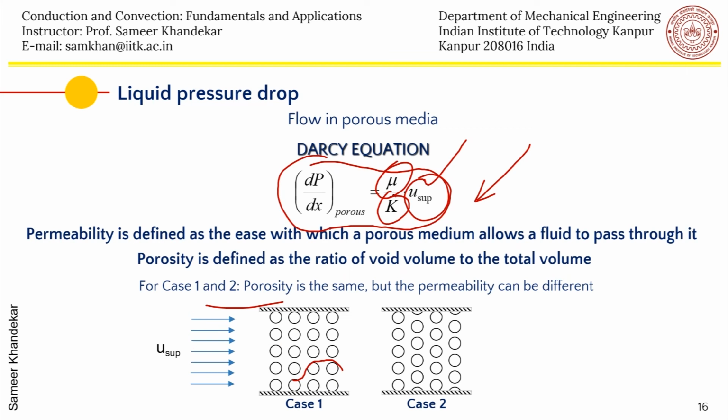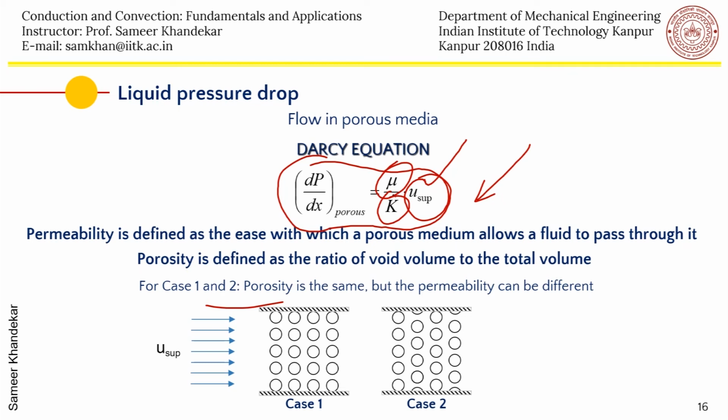Please note that even if the porosity is the same, the permeability, which is the ease with which the fluid flows, is actually different, because here there are paths which directly connect the inlet and the outlet, but in the second case there is tortuosity, and therefore the permeability will be different in this case.